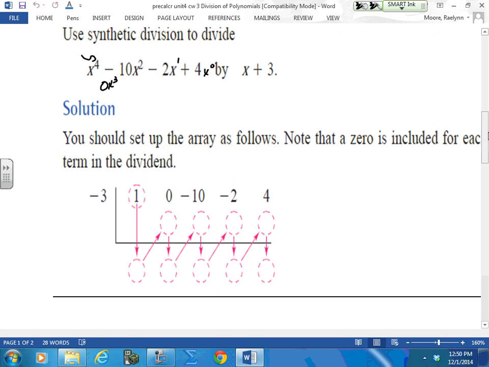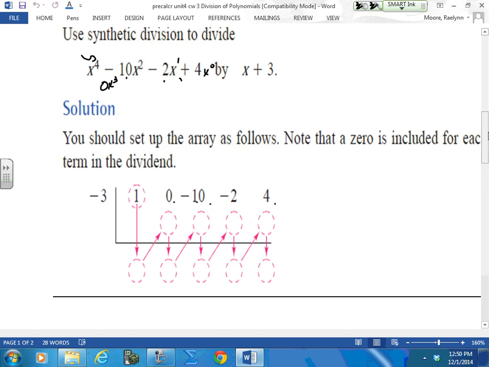So 1, 0, negative 10, negative 2, 4. Just pull out your coefficients. And before you start, run them down. And x to the 4th, so 4, 3, 2, 1, 0. If they don't go to 0, you missed one. And if you do the whole entire thing and then you realize, whoops, I missed a 0, you got to erase it and do the whole thing over again.